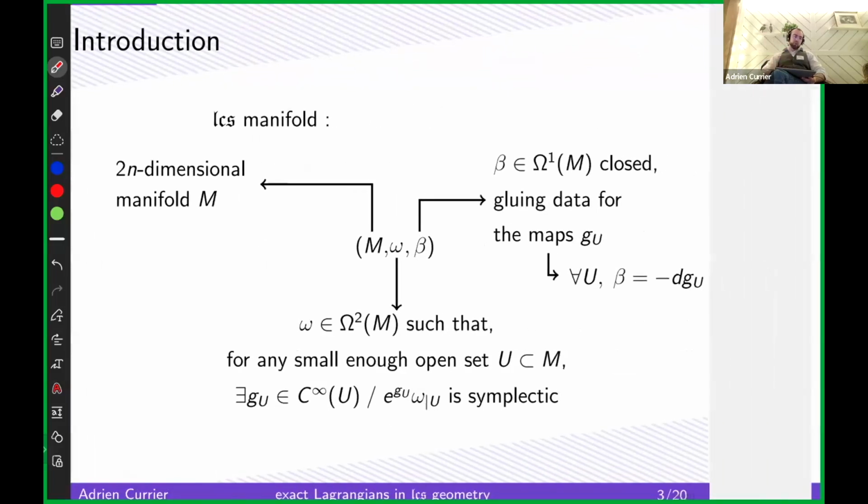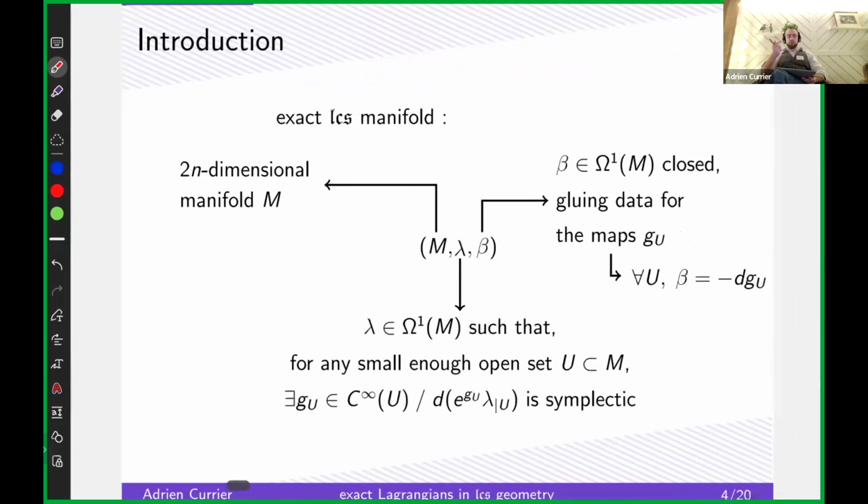Now, more specifically, we're going to be interested in exact LCS manifolds. So again, it's a triplet (M, lambda, beta). M is still going to be a 2n-dimensional manifold. Beta is still going to be our gluing data. But here, lambda is going to be a one-form such that the differential is symplectic, again, up to some locally defined conformal factor. Now, it would make sense to say that M is locally conformally exactly symplectic. However, just exact LCS rolls off the tongue much better. So this is what we're going to go with.